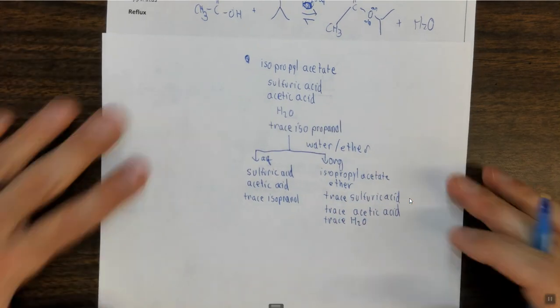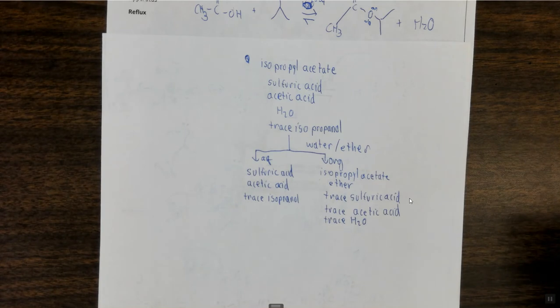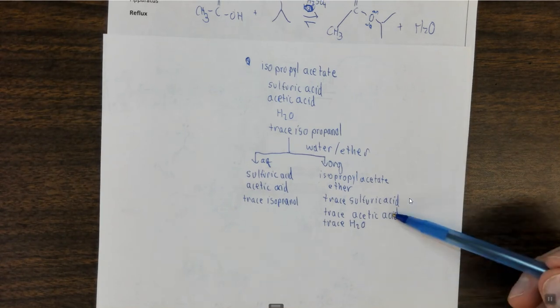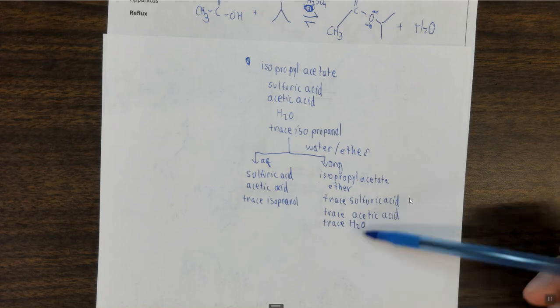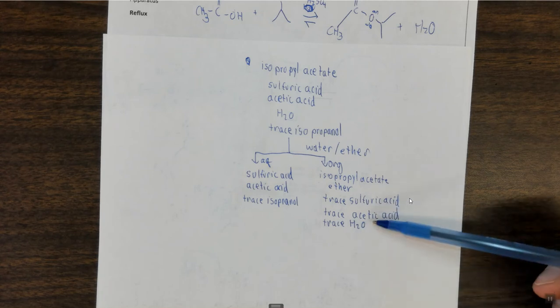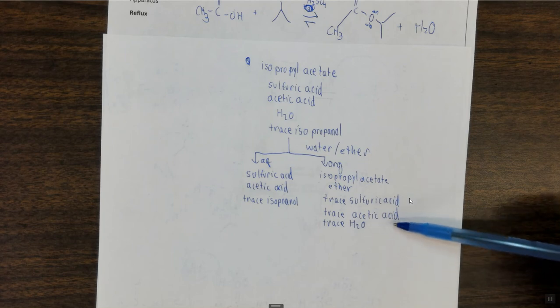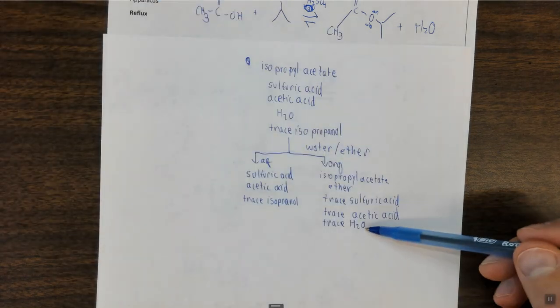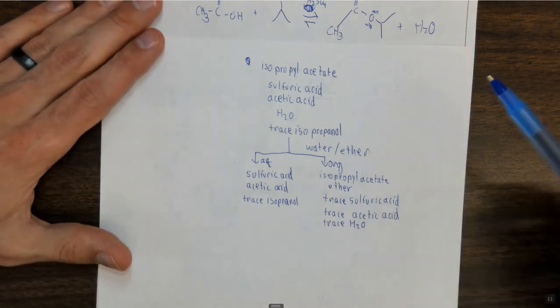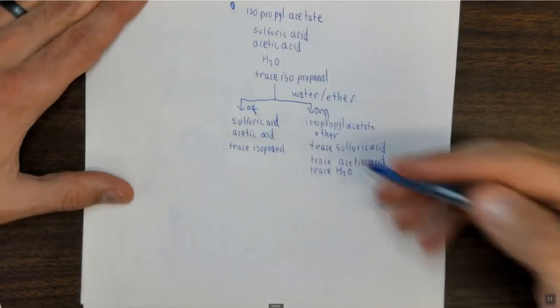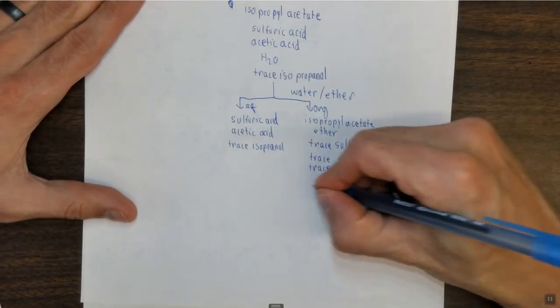How are we going to get rid of these acids? Well, these acids are very slightly soluble in the organic layer. The acetic acid is an organic acid, so it might have a little more solubility in the organic layer. There's also traces of water in the organic layer, which can dissolve the acids. So basically, we want to get rid of these acids. Well, what do we use to do that?